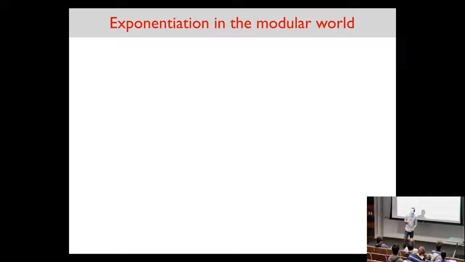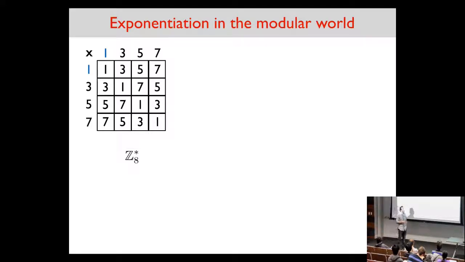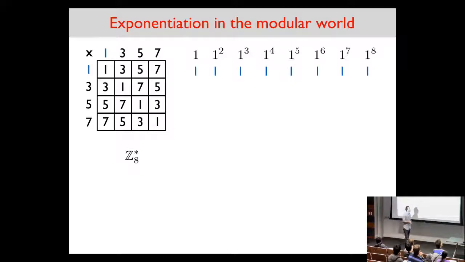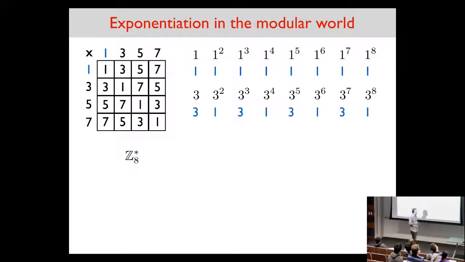Okay, so we've discussed addition, subtraction, multiplication, division. Another very important operation is exponentiation. So how does exponentiation go in the modulo world? Let's take Z8 star. Here it is. Let's take every element and raise them to different powers and see what we get. If I take 1, raise it to different powers, I always get 1, so that's not too interesting. If I take the element 3 and raise it to different powers, what I get is 3, 1, 3, 1, and so on. So that repeats like that.